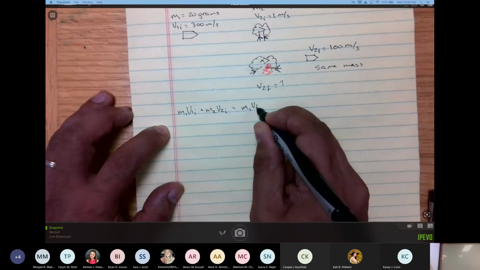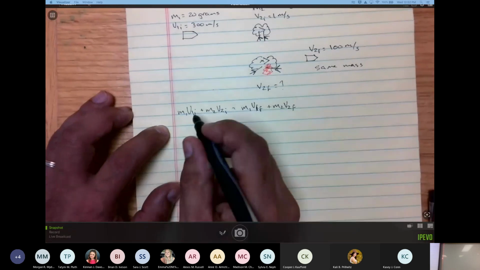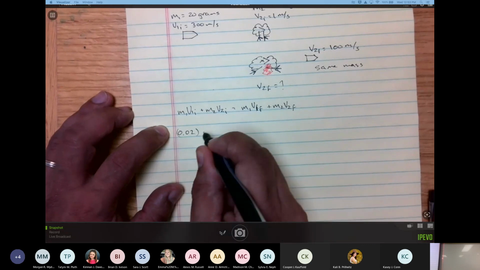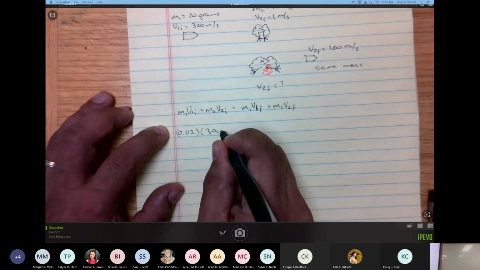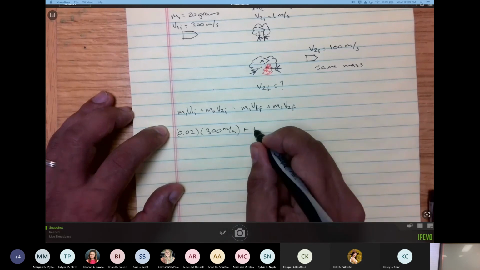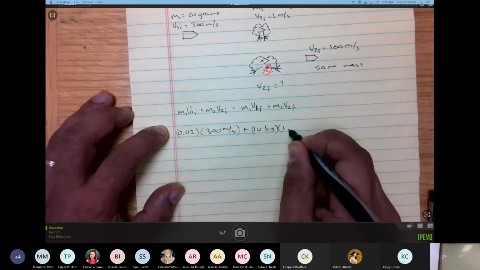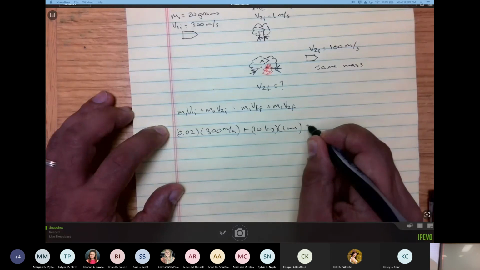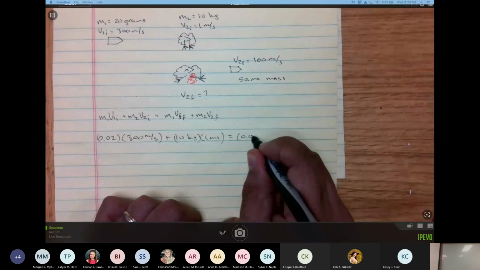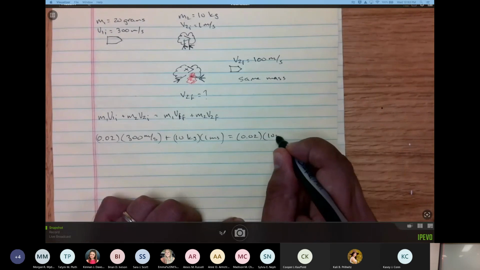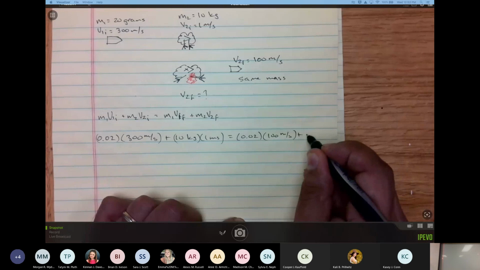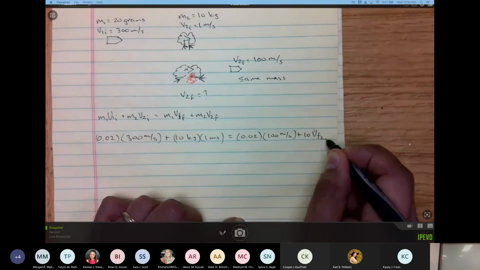Okay. So here I'm going to have 20 grams, 0.02 kilograms. The initial velocity is going to be 300 meters per second. For the second mass, I'm going to have 10 kilograms and 1 meter per second. And for the final conditions, I'm going to have the same mass. Now the velocity is going to be a third. And then I'm going to have the same mass and then the final velocity, but that's what I want to find out.